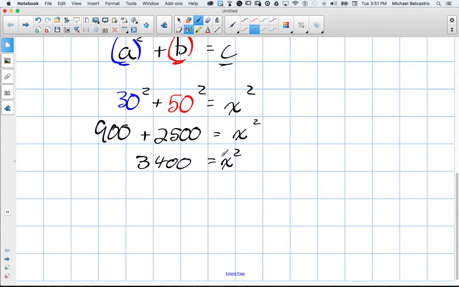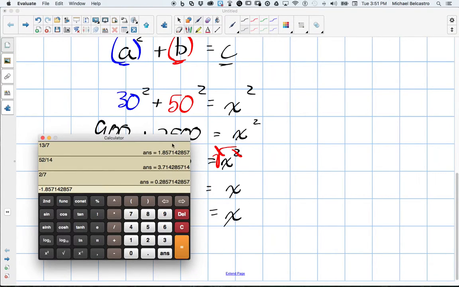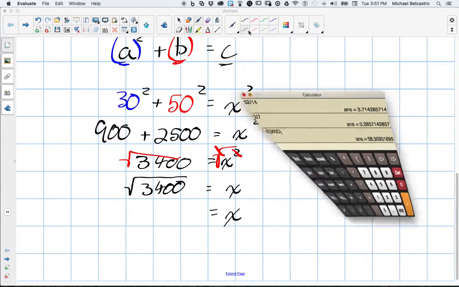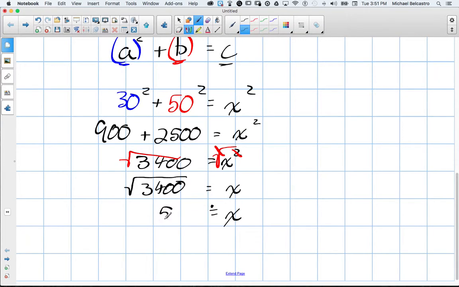To move the square to the other side, or to eliminate it, square root would nullify it on the right side, and then we're looking for the square root of 3,400. So the square root of 3,400 will be equal to x. So x is equal to, as we bring up our lovely calculator here, square root of 3,400 is equal to 58.3. So approximately 58.3, and these units were feet.